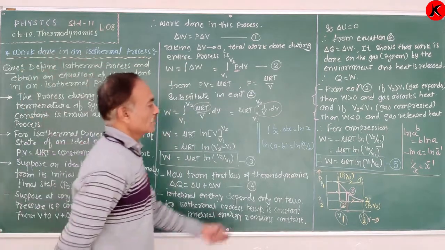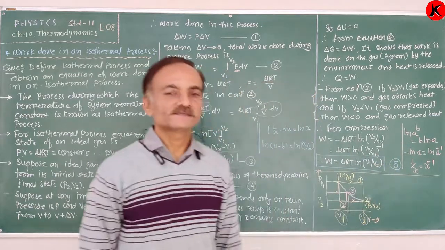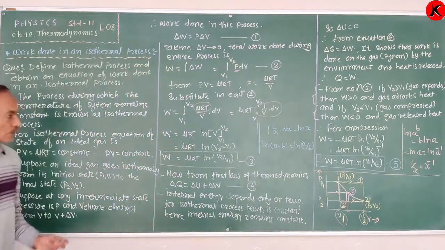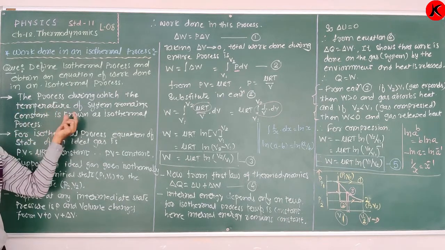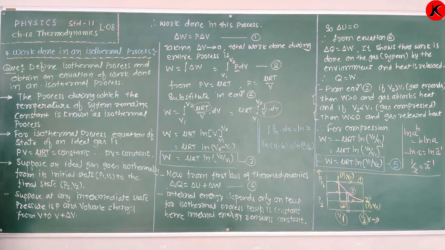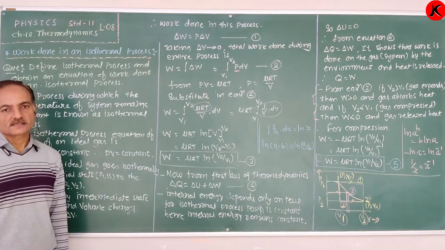But here we should keep in mind this basic equation of the mathematics. Clear? Again, we repeat. What is the isothermal process? The process during which the temperature of the system remains constant is known as isothermal process. For isothermal process, the equation of state of an ideal gas PV is equal to mu RT, but T is constant for isothermal process, therefore PV is equal to constant.